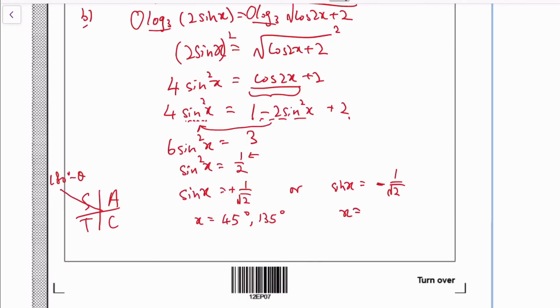For the negative side, we go to T and C in order for sine to be negative. Right? That's one of the ways of finding the other answers. So it's 180 plus 45, 225. Or 360 minus 45, 315. Alright. Okay. So you should really be familiar with this, how you find the other answers.